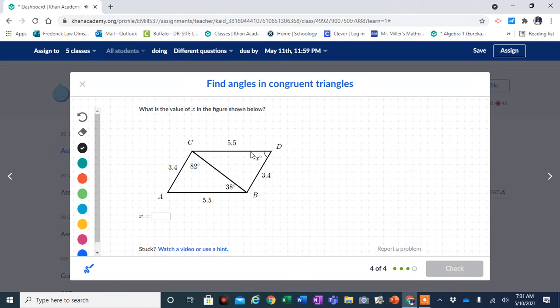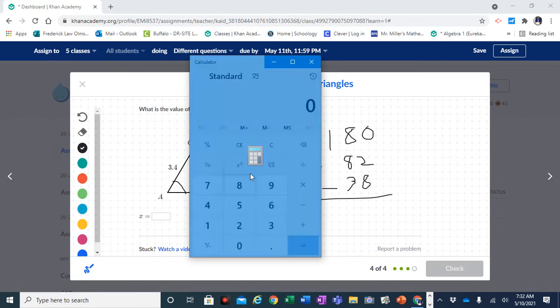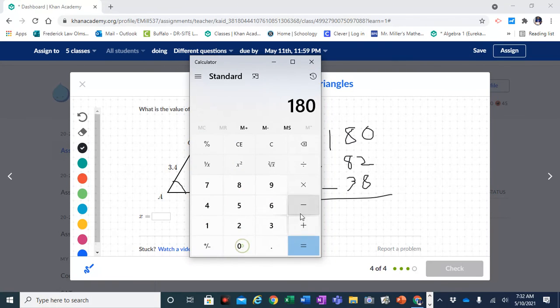And finally for this one, again, this angle here would match with this angle here. And again, these angles here have to add to 180. So we need to do 180 minus 82 minus 38. I accidentally closed my calculator, so let me get that again real quick. So 180 minus 82 minus 38. The answer should be 60.